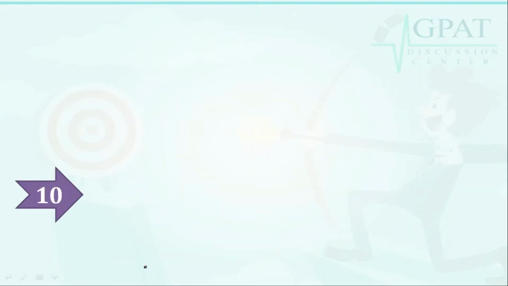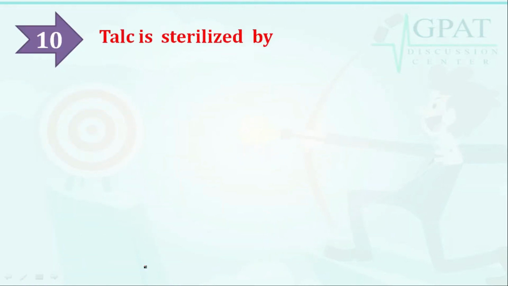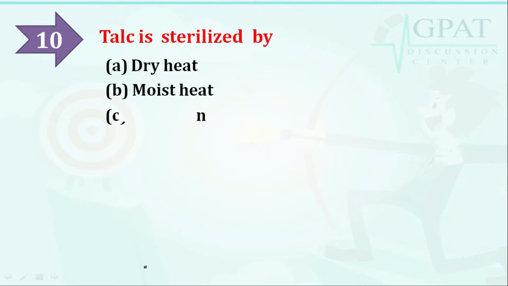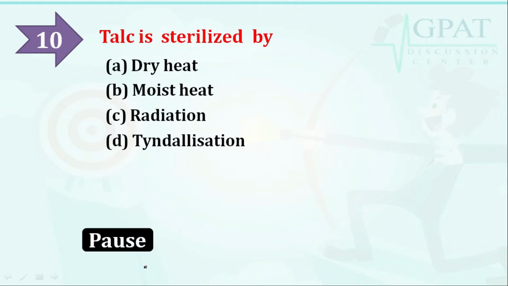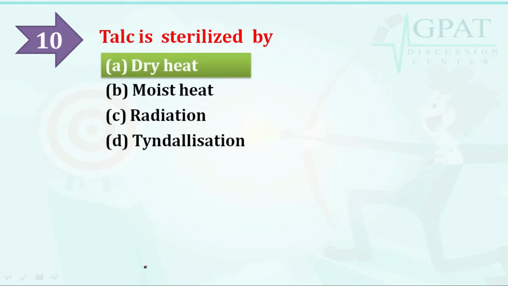So students, moving on to the next question. Talc is sterilized by, and the options are: option A is dry heat, option B is moist heat, option C is radiation, option D is tyndallization. So talc is sterilized by which method? This question is asked various times in your competitive exams. So according to this, the correct answer is dry heat. Talc is sterilized by dry heat.